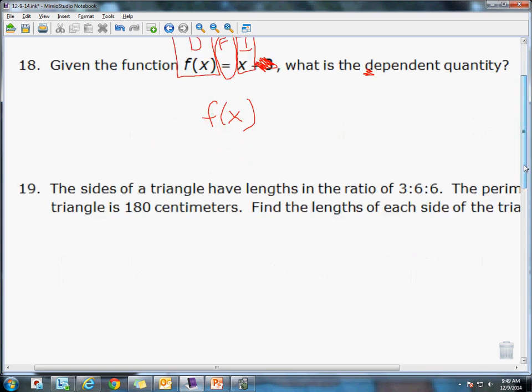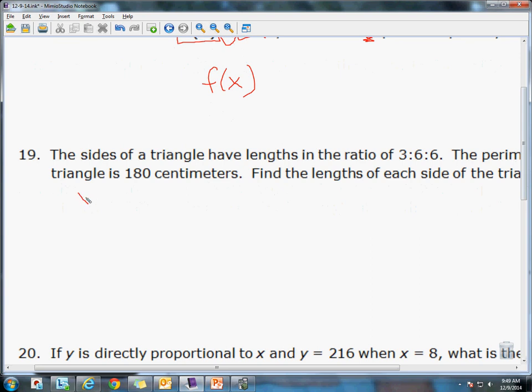Number 19, the sides of a triangle have lengths in the ratio of 3 to 6 to 6. The perimeter of your triangle is 180 centimeters. Find the lengths of each side of the triangle. This is where we're going to use our table: x's, numbers, and total sum. For my x's, that's our ratios. So we have 3x, 6x, and 6x. And then the next piece of information we know is the perimeter of the triangle. So we add up all the sides is equal to 180 centimeters.